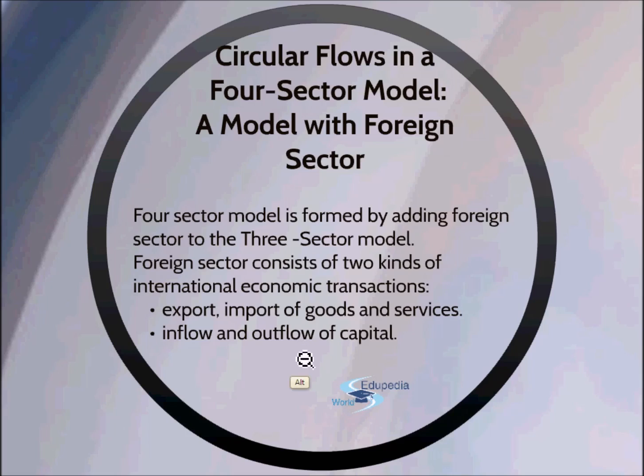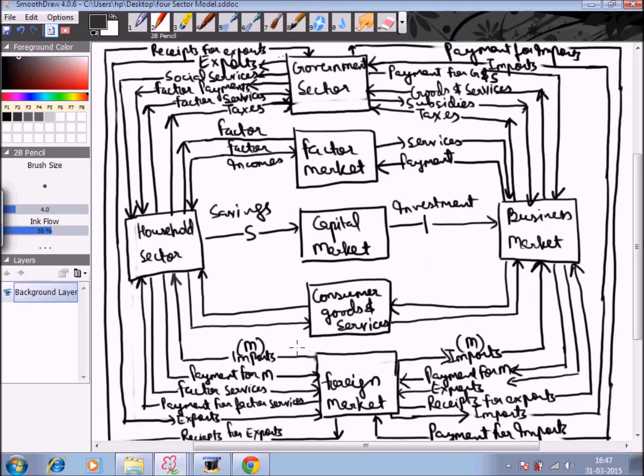It becomes a bit complex. Oh my god, this looks really very complicated, but it's very easy to understand. You won't say after understanding this that this is not my cup of tea. This is very easy to understand. So now let's see what this model shows and what are the modifications done to the three sector model to make this four sector model.